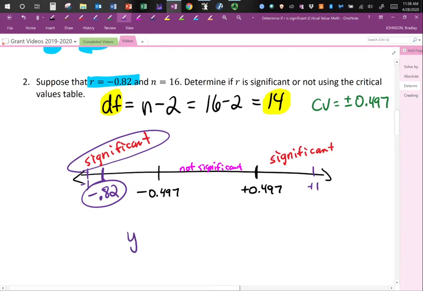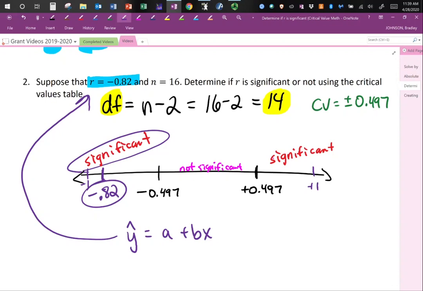Now, we don't see the equation of the line, but the equation of the line would be in this form, and it would have come from a different step. But right now, we're just determining if that correlation is valid.